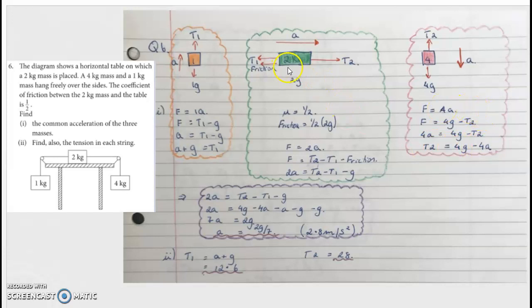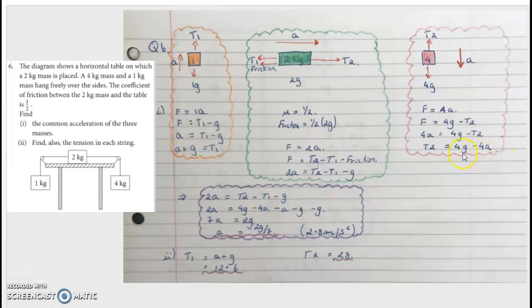Now if I look at this middle one, I know that force is mass times acceleration. So F is equal to 2a. I also know that it's going to be going that way, so there's going to be a pull that way, so that's T2. What's going to be going against it is your T1 and your friction. So its force is T2 minus T1 minus the friction. I can put these two equal to each other now, and I get 2a is equal to T2 minus T1 minus g.